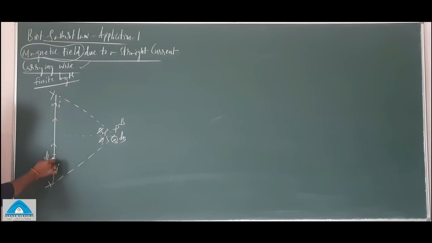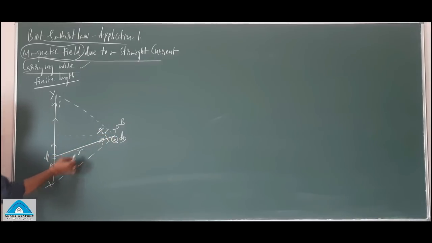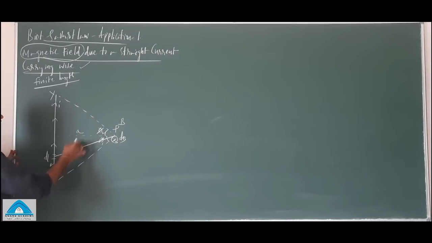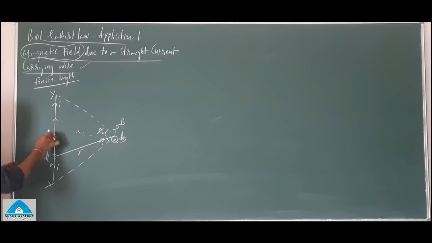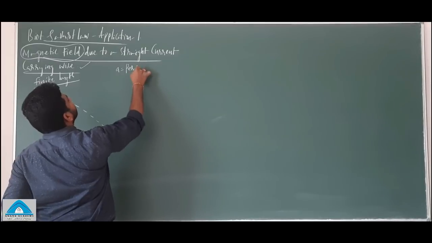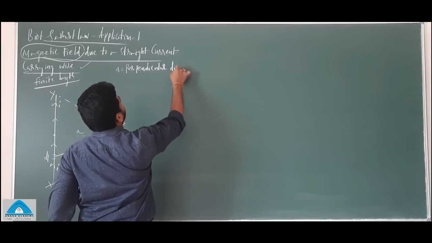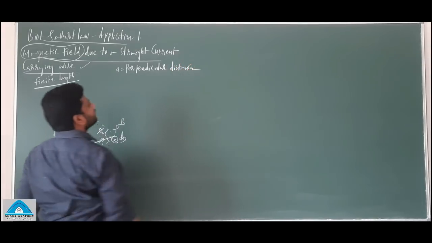Now, dl bar is in this direction, and this is the r bar, or I can write simply r. And this I am writing as a. a is the perpendicular distance from the wire to the point P. I am writing each and everything here.